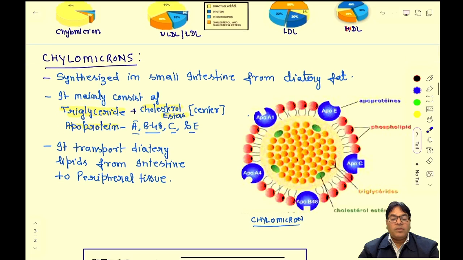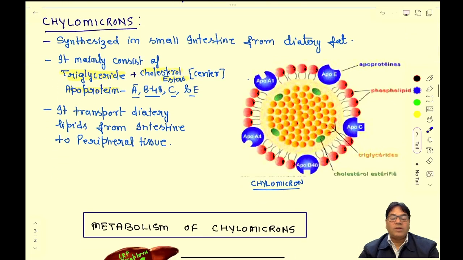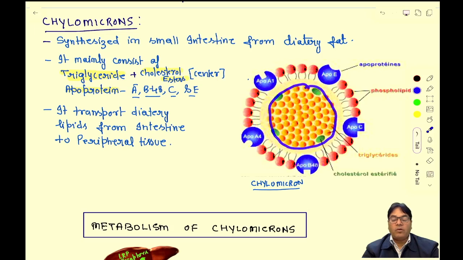So let us talk about these lipoproteins one by one and how they are metabolized. First of all, we will start with the chylomicrons. So they are small, spherical structures. They are synthesized in the small intestine after we intake the food, and these chylomicrons mainly consist of triglycerides as well as cholesterol esters. So the central core is always formed by the triglyceride and cholesterol esters, and the peripheral covering is formed by the apoprotein.